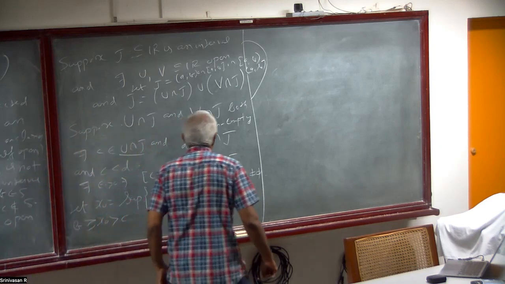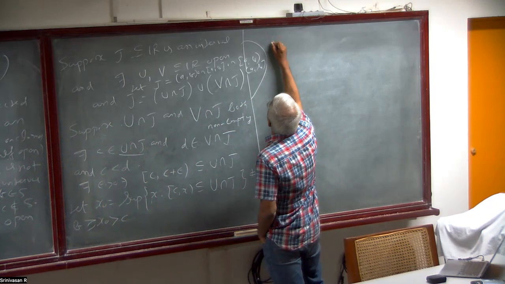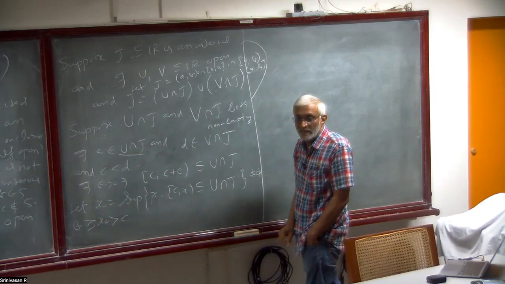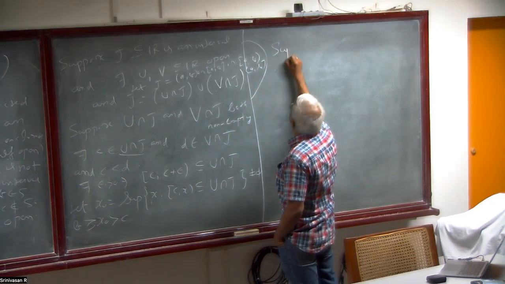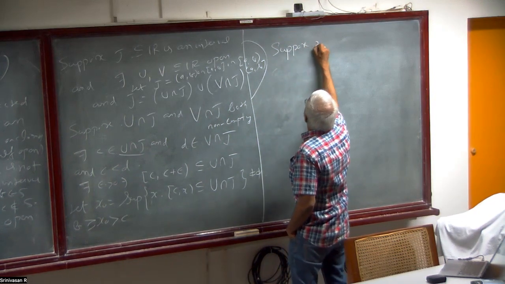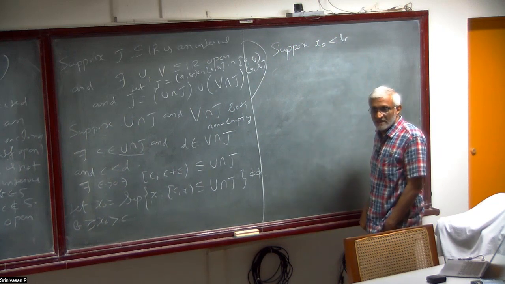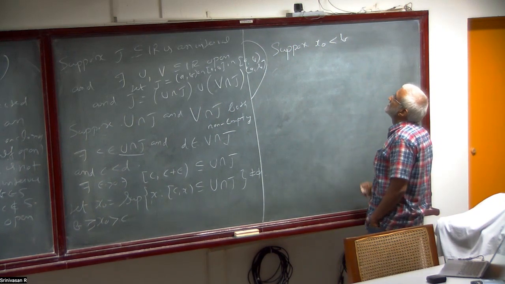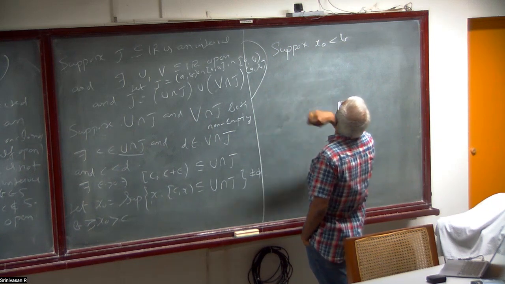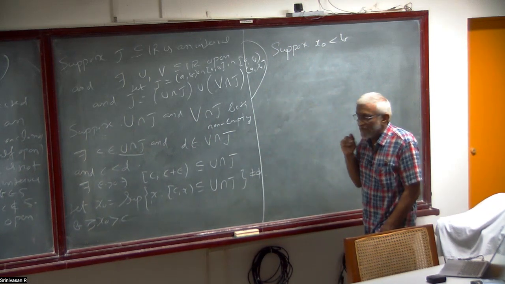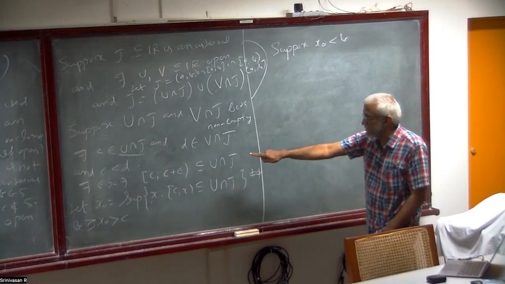So x naught is less than B. The first case is, let's assume, and we want to prove that this x naught is actually equal to B. Now suppose x naught is strictly less than B, it is not equal to B. Then we want to consider cases: whether x naught is in J intersection U, or x naught is in J intersection V.